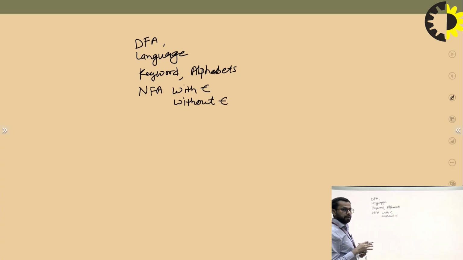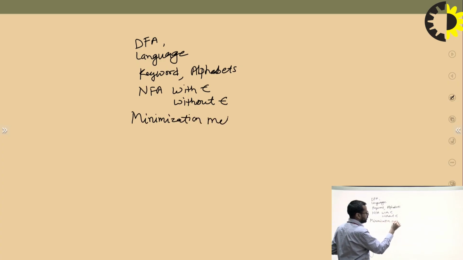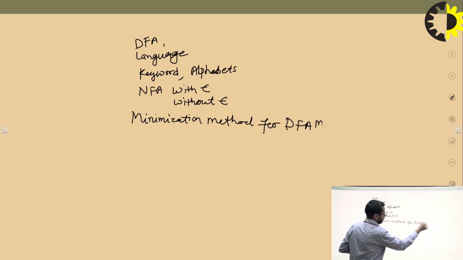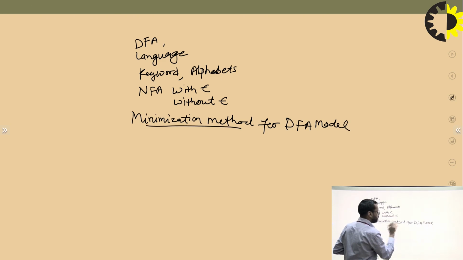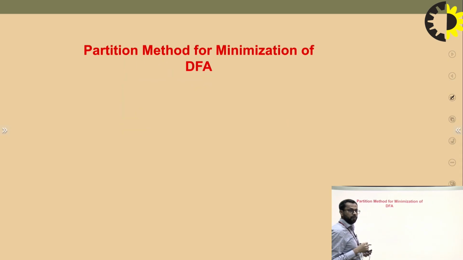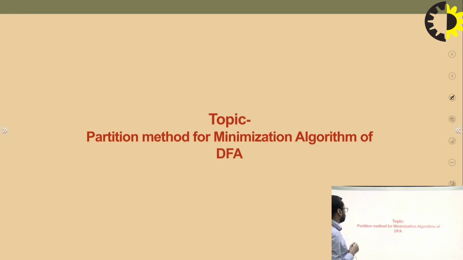And in the last lectures, we covered the minimization method for the DFA model. Basically, we covered the minimization method for the DFA to reduce the states, that is, the capital Q's. So these terms are already covered in the previous lectures. We will now start today's topic, that is, the partition method for the minimization algorithm.